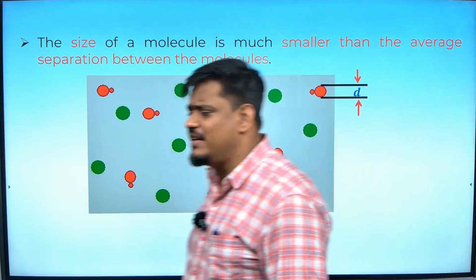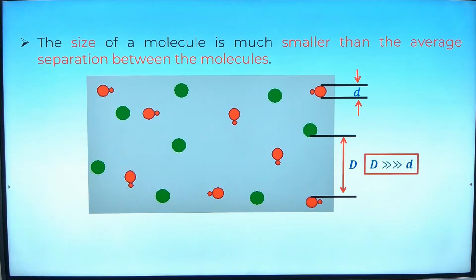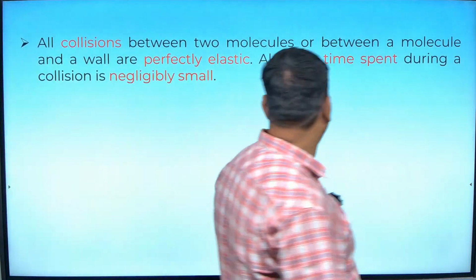So if I take small d as the diameter of the gas molecule, and capital D as the distance between the gas molecules, the distance between the gas molecules is once again much bigger than the diameter of each gas molecule.